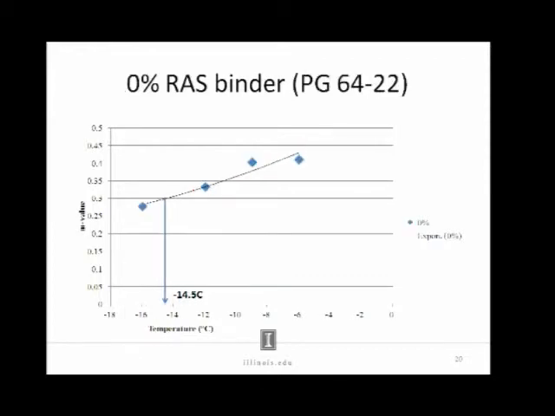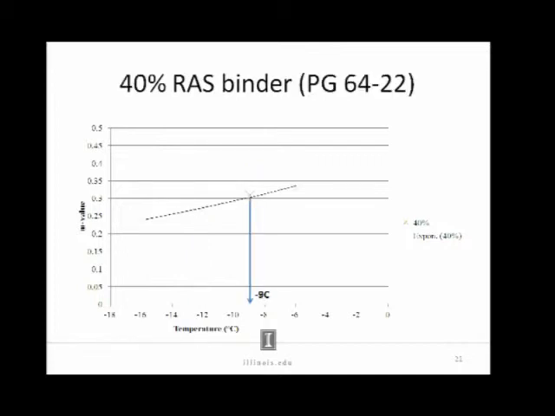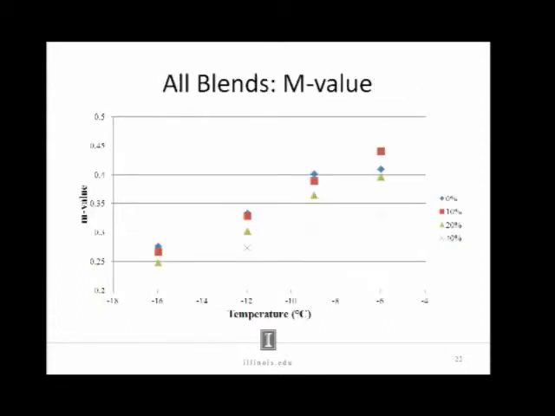Quickly go through this. We can see the low temperature critical temperature right here was minus 14.5, minus 14 for the virgin binder, minus 12 for 20% RAS binder, and then it jumps up to minus 9 C for the 40% RAS binder. Keep in mind we have to subtract 10 degrees from this critical temperature to get the low temperature grade.